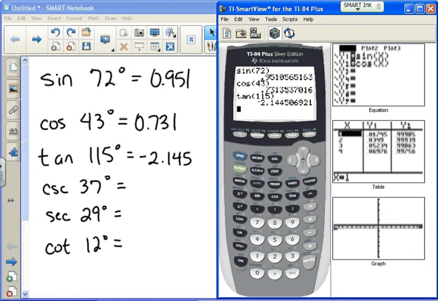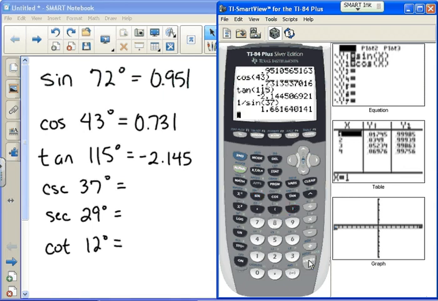Now the next three get a little trickier because the calculator doesn't have a cosecant button or a secant button or a cotangent button. So this is where you have to remember how these things relate to each other. Cosecant is just the opposite of sine, so it's 1 over sine. So to plug in cosecant of 37 degrees, I would do 1 over sine of 37 degrees. And that gives me 1.662. I'm rounding to the third decimal place.